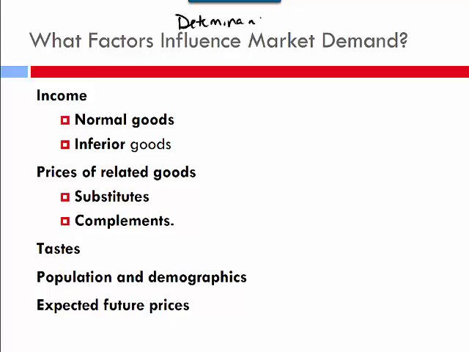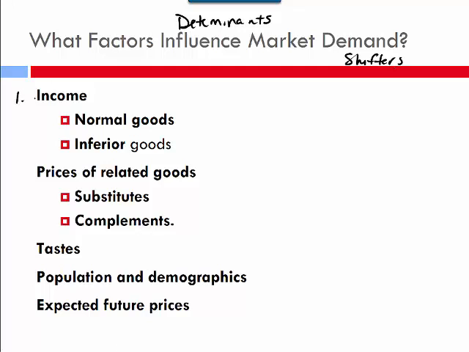Determinants. These are the things that determine the demand. Sometimes you see them called demand shifters or that kind of stuff. Shifters, things that shift the curve. So number 1 is income.